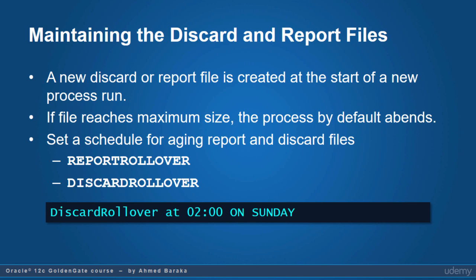With the examples shown in the slide, every Sunday at 2 a.m., a new discard file will be created, and the old discard files will be renamed. No process ever has more than 10 aged reports or discard files, and one active report or discard file. After the 10th aged file, the oldest is deleted when a new report is created.